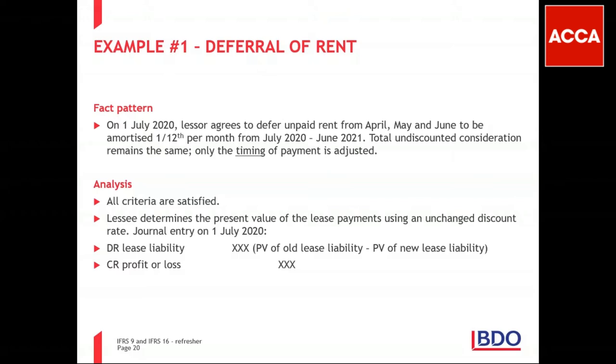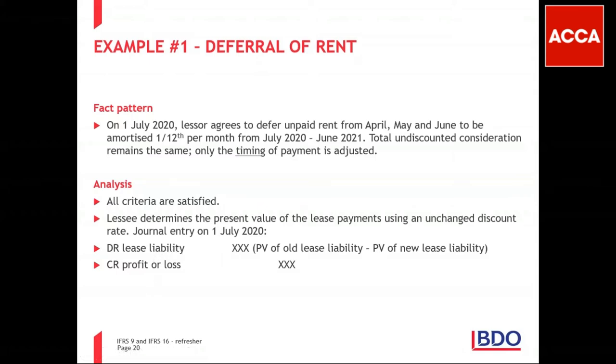Once the lease liability is identified, this new lease liability will be lower than the original lease liability since the payments have been deferred. So the longer the deferral is, the lower the lease liability will be. So the lease adjusting entry will be passed on 1st of July 2020 because on this date the change has become effective and the lessee is able to take advantage of this rent concession. So the lease liability will be reduced by the differential amount and again will go to the profit and loss statement.